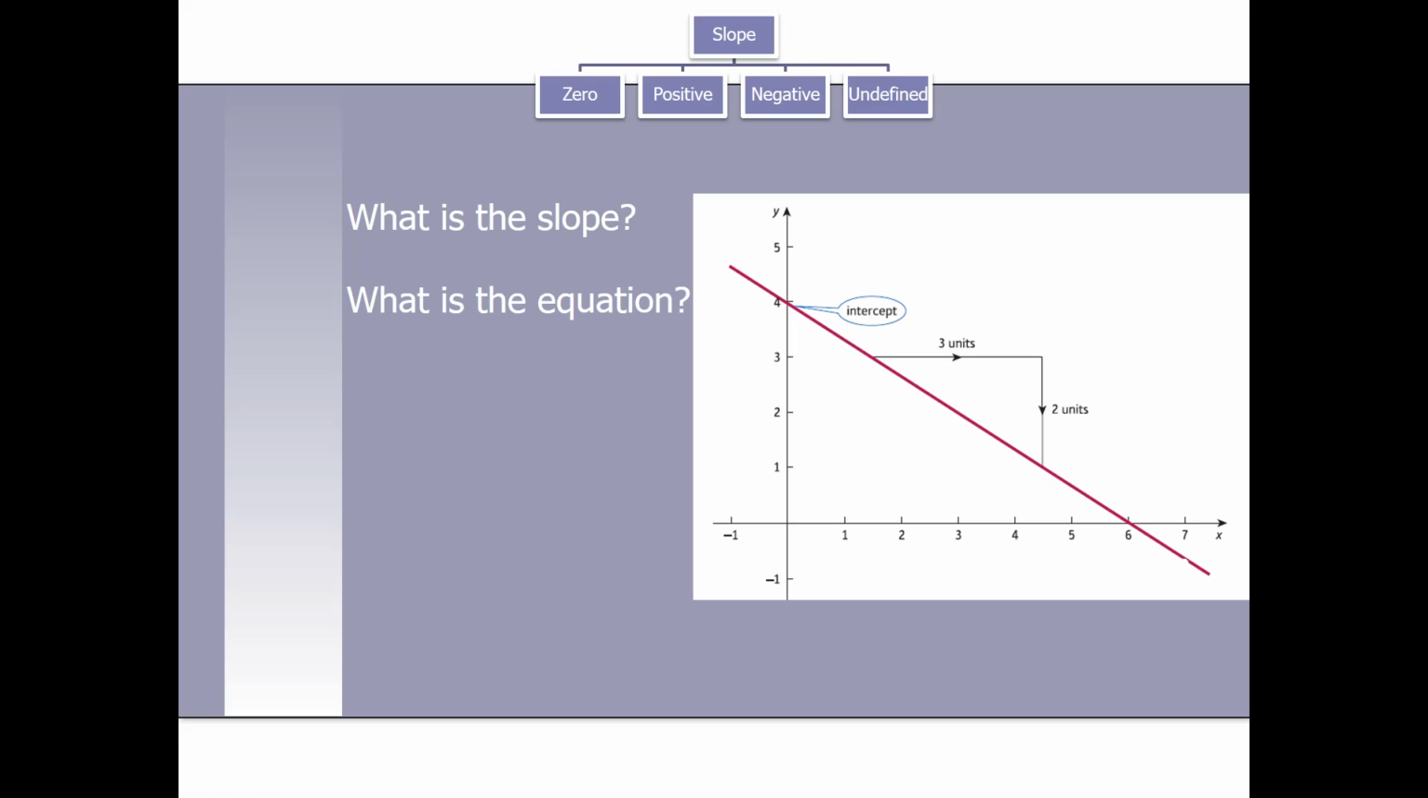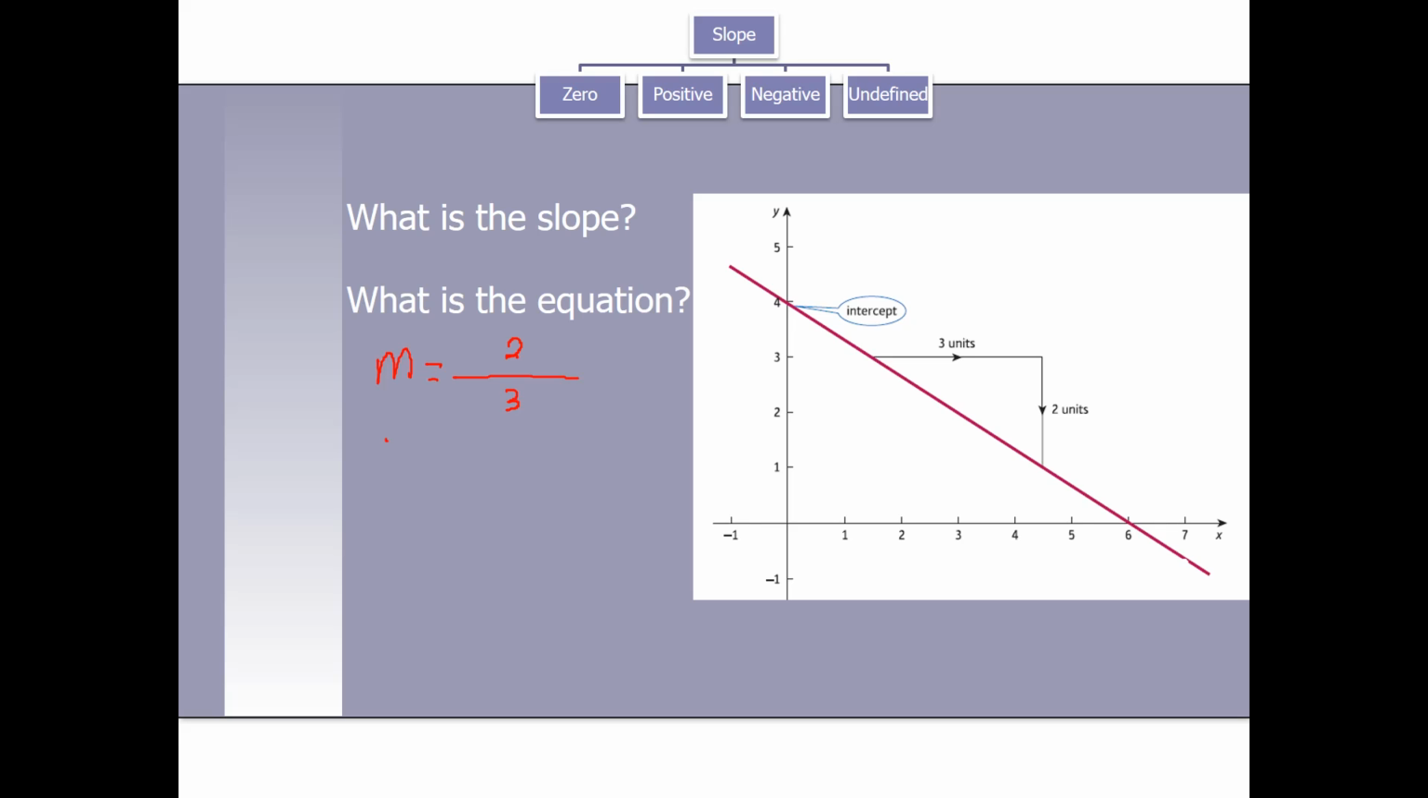Here, what is the slope? Well, we will say the slope equals the change in y divided by change in x. The change in y is 2, and the change in x is 3. So as you change x from 2 to 5, 3 units, y is dropping from 3 to 1. Okay? So the change in y is 2, the change in x is 3. So this is the slope.